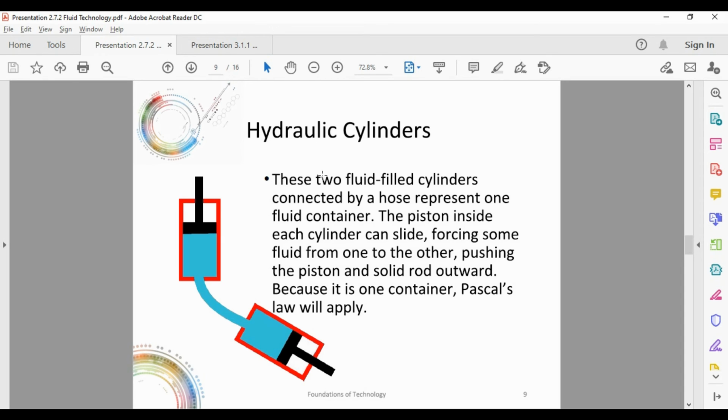Hydraulic cylinders. These two fluid-filled cylinders connected by a hose represent one fluid container. The piston inside each cylinder can slide, forcing some of the fluid from one cylinder to the other, pushing the piston and solid rod outward. Because it is one container, Pascal's law will apply. So in other words, if I push down on this cylinder on the top, all of that energy that's getting pushed onto this water is going to translate perfectly into this cylinder down here at the bottom and then push that piston out, and vice versa. If I push this bottom piston in, it's going to push this top piston out.